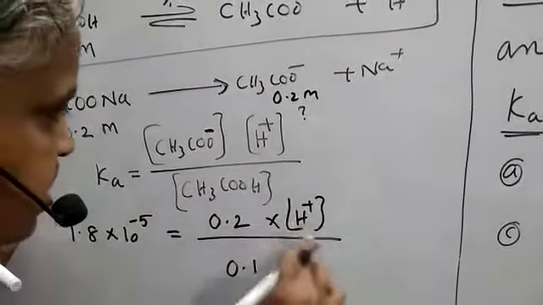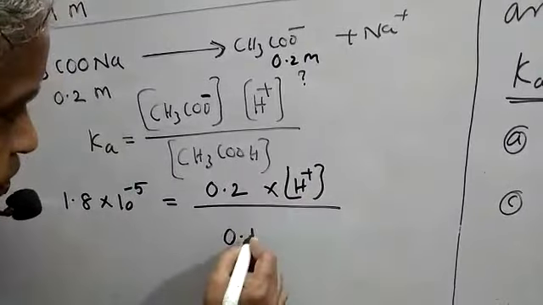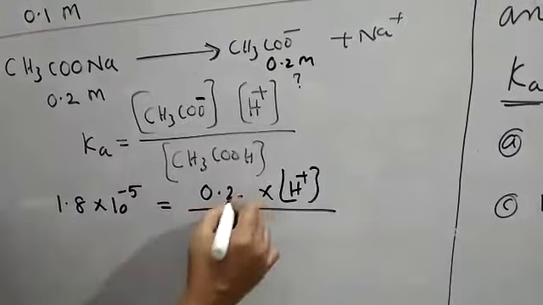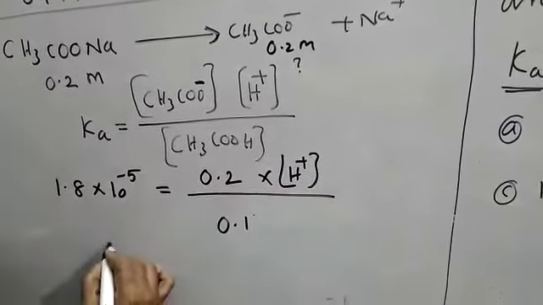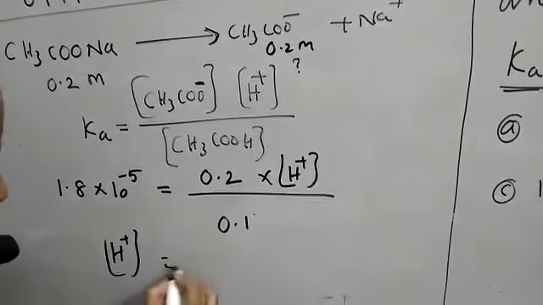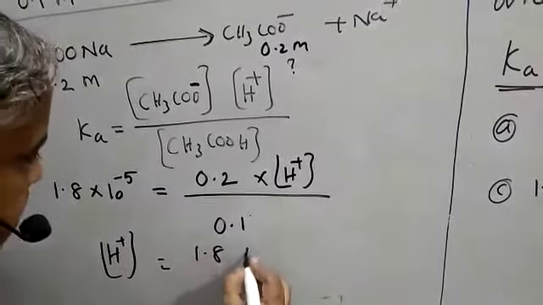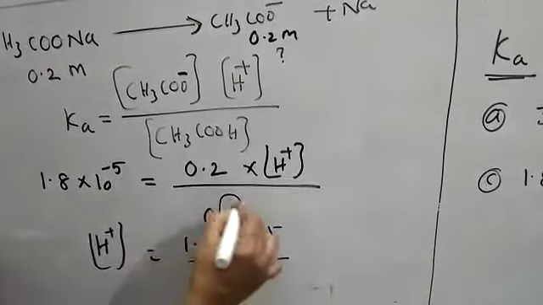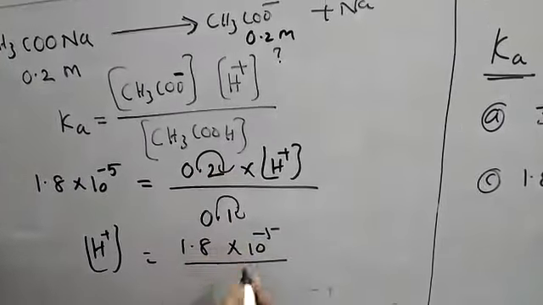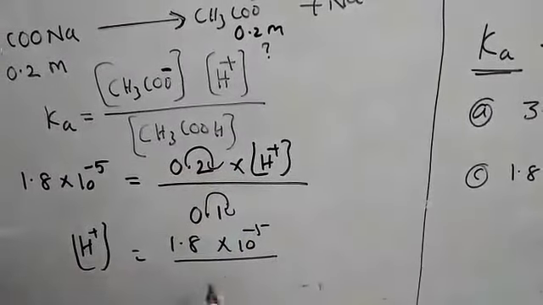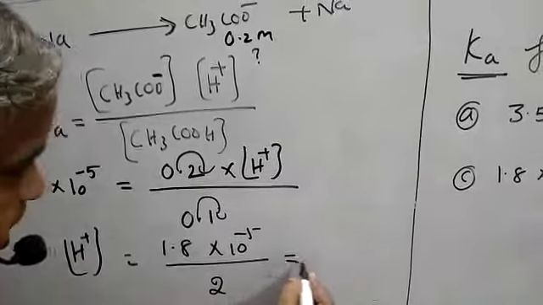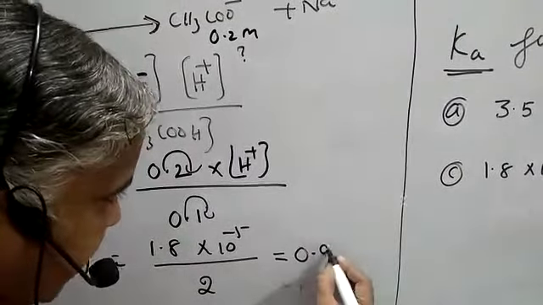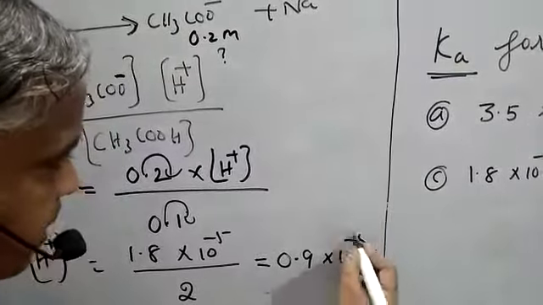Now let us see this. Here, of course, we will cancel what is getting cancelled, and you get only 2. Let me write: hydrogen ion concentration is equal to 1.8 into 10 power minus 5 divided by 2, bringing the 2 to the denominator side. That is equal to 1.8 divided by 2, which is 0.9 into 10 power minus 5.